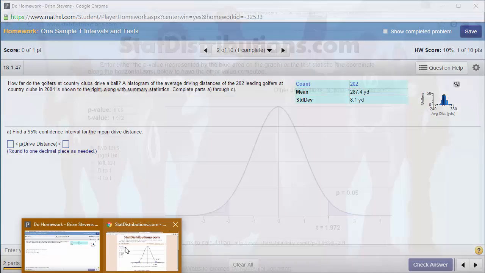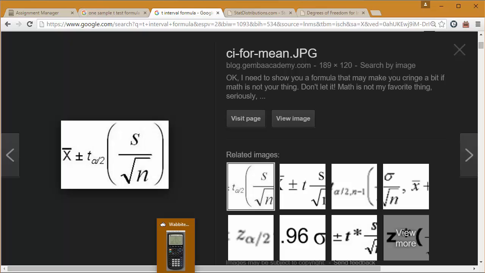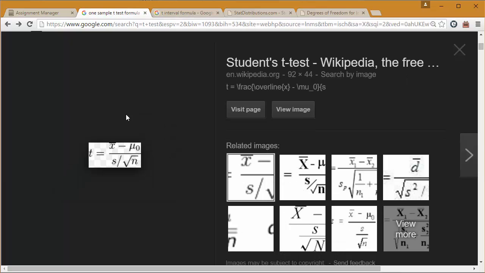We need to go to the formula now, one of our classic formulas for a t-interval, right here. We need to take the sample mean plus or minus, and this is our confidence level, and then times it by the standard error of the mean, which is s over square root of n. And we just used this s over the square root of n in the previous formula. It was the standard error of the mean again.